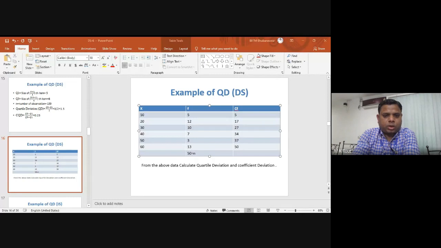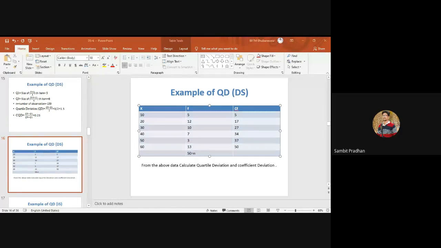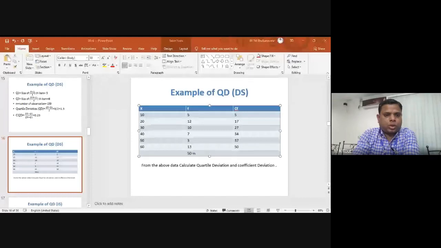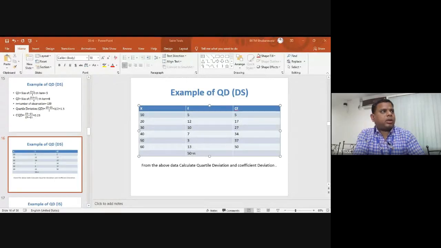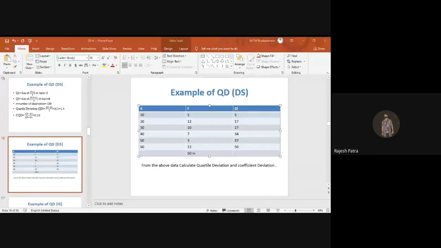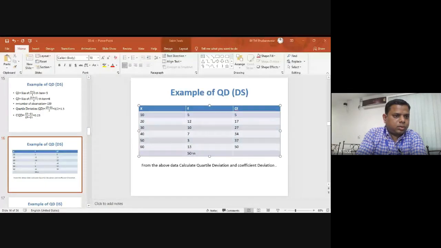Okay, Rojalin Patnaik, what is your answer for Q1? 12.75. 12.75 lies in between which class? It's 20, sir. Q1 equals 20. Okay, fine. And Q3 equals? Sir, 60. Good. 60.